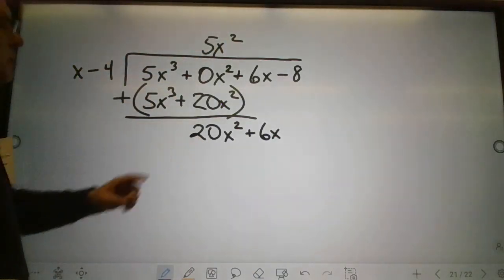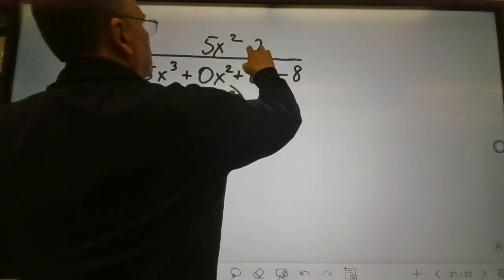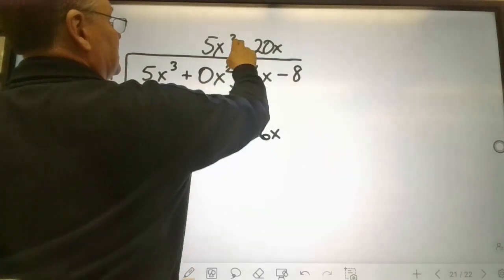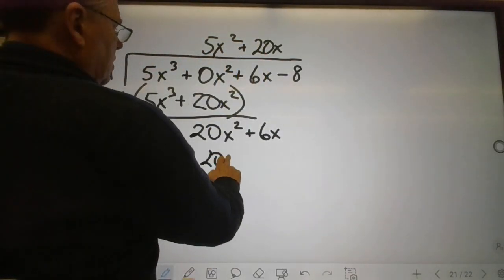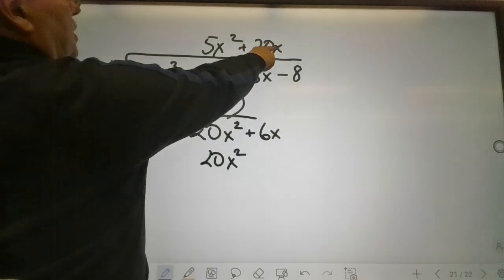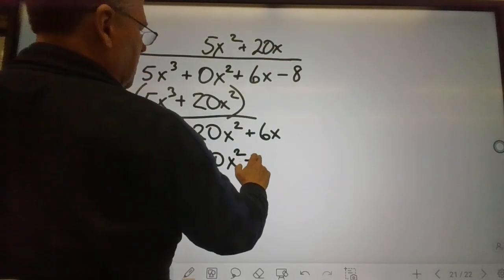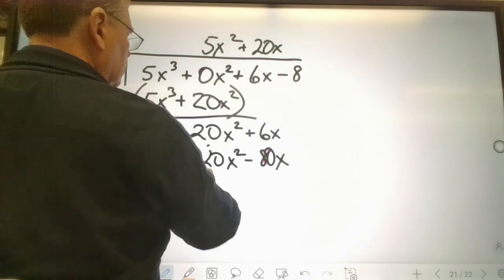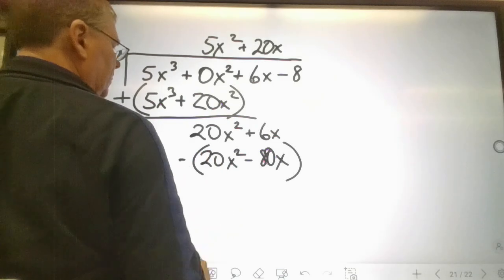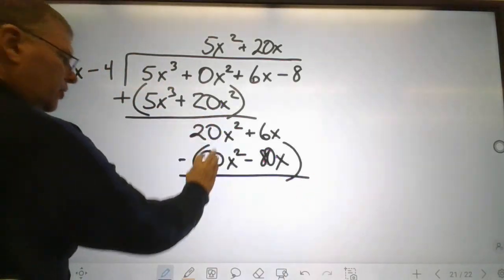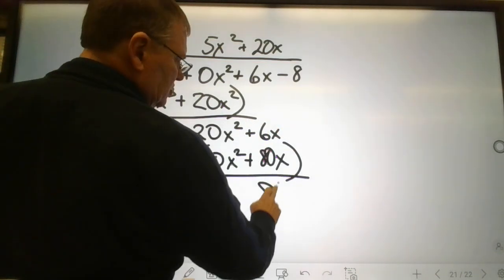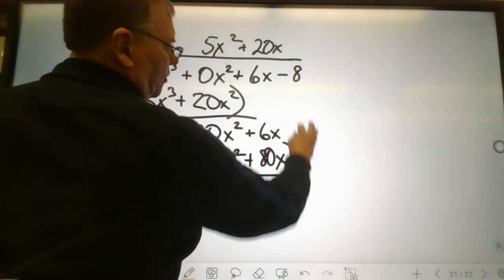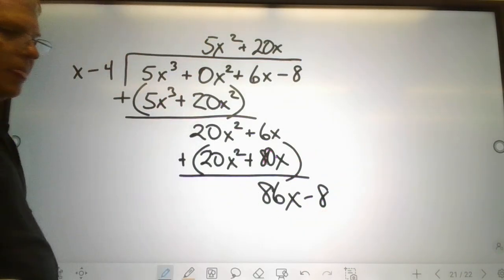What times x gives me a 20x squared? That would be a 20x, and it's a positive, so it's a plus sign. 20x times x is a 20x squared. 20x times a minus 4 gives me a minus 80x. I am subtracting all of that. This will cancel, subtracting the negative. So now I'm up to an 86x. Bring down that next term.